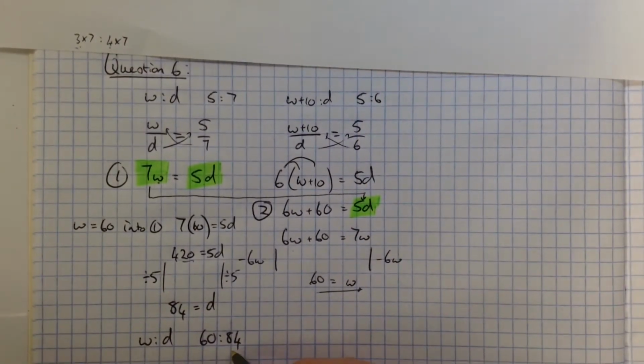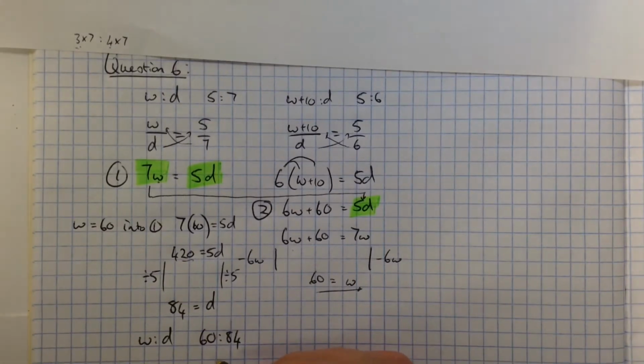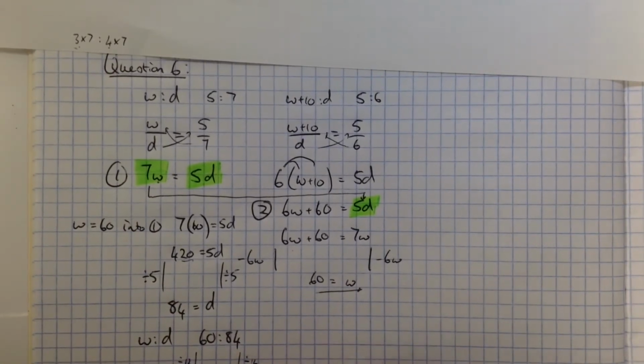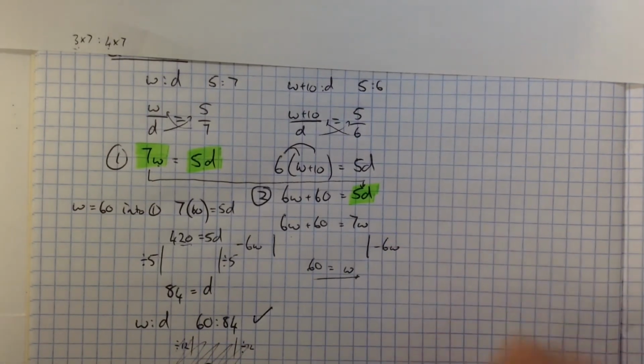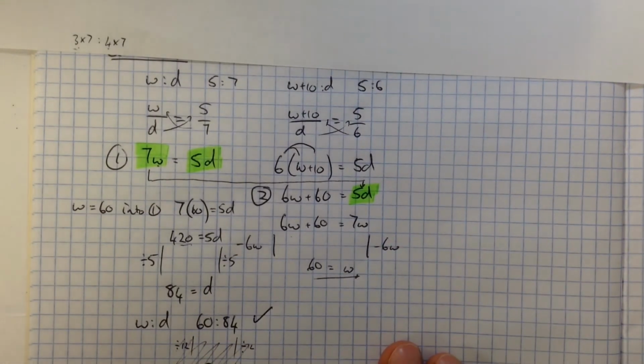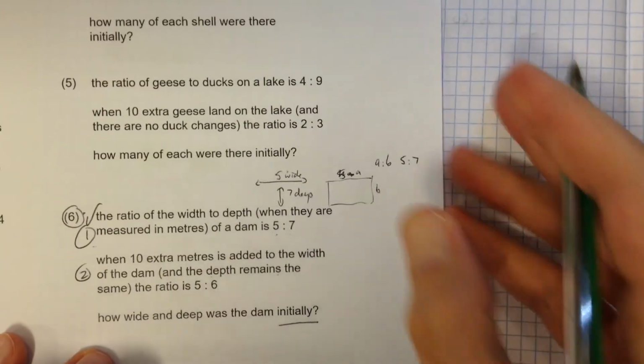What can I divide both of these by? I can maybe divide it by 12. Divided by 12, in this case would be 5, in that case would be 7. Okay, so it's just a bit of rough work, it does work out. That has to be the solution. 60 meters wide, 84 meters deep. That's your solution. Initially. Okay.